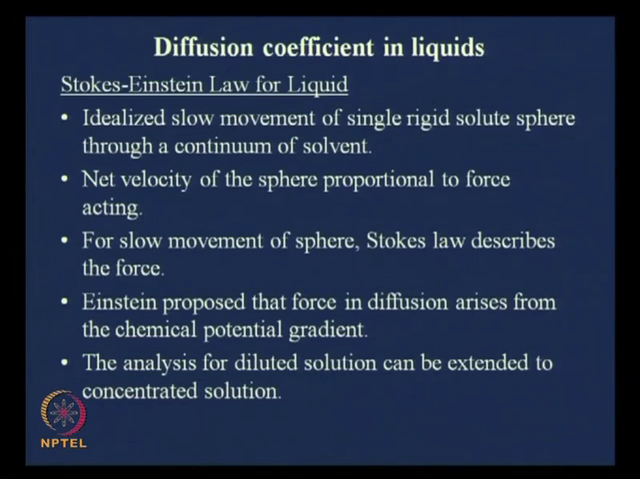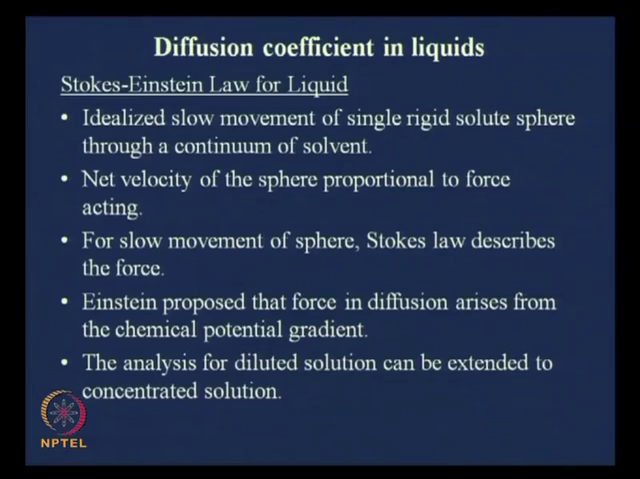For slow movement of a sphere, Stokes' law describes the force, and there has to be a driving force here. You are treating the diffusing species as a rigid sphere moving through the continuum of solvent. What is the driving force? Where is the force? Why will it move? The force is basically arising from the chemical potential gradient. That is Einstein's proposal here. For a rigid sphere in a continuum, the drag acting on it is already defined from fluid mechanics.